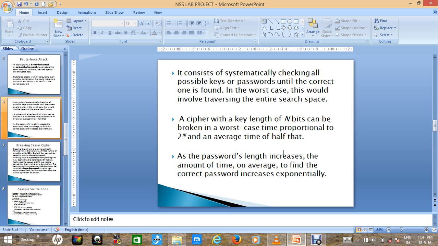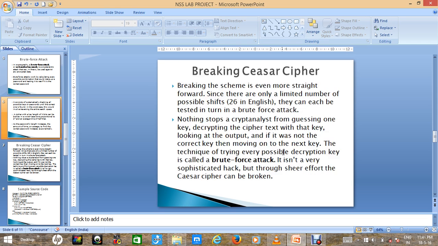Basically, what type of combination, ASCII characters and EBCDIC, can be used in the passwords. A cipher key with n bits can be broken in worst case time proportional to 2 to the power n, and average time of half of that. So as the password length increases, the average time to find the correct password increases exponentially. It will increase every time the hacker tries to hack the password.